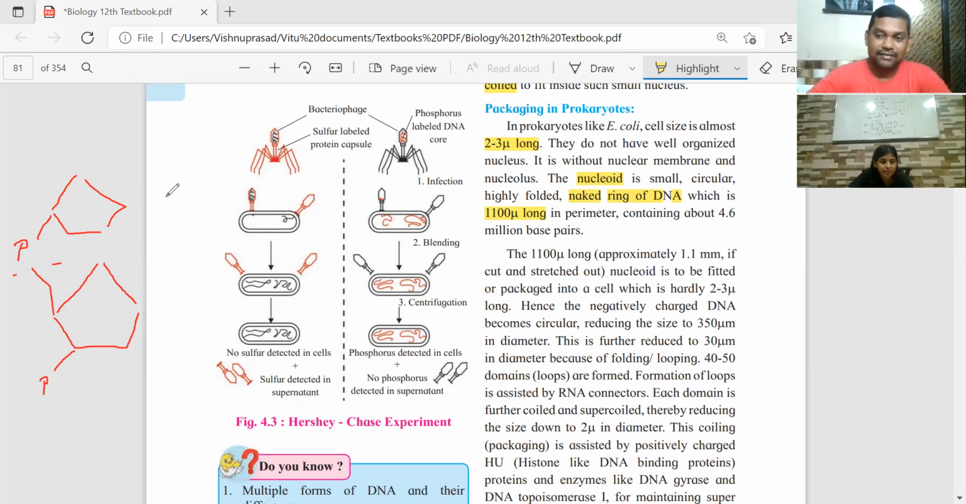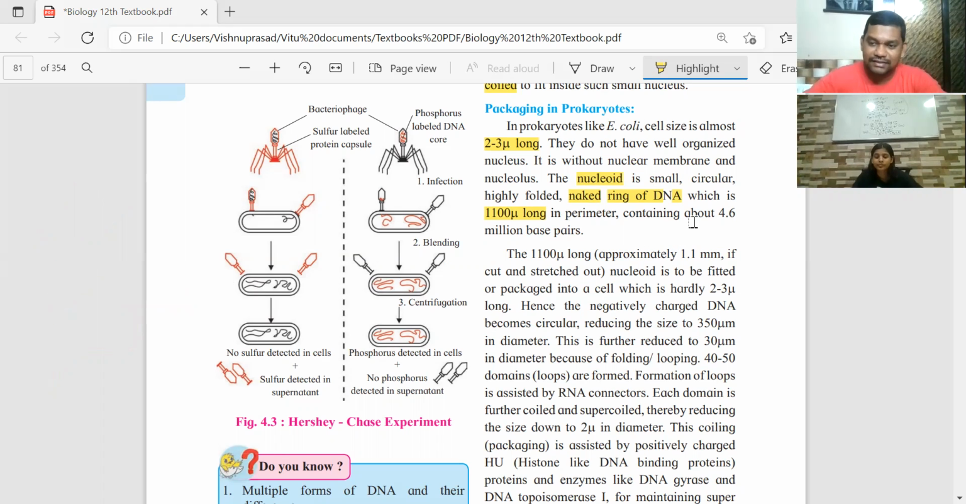So there are many such nucleotides, and on one side carbon atom number 1 के साथ connected है nitrogenous base. So there are 4 types of nitrogenous base: adenine, guanine, cytosine, thymine. DNA में 4 base. Any one of them will be present over here. So that makes up the DNA molecule.